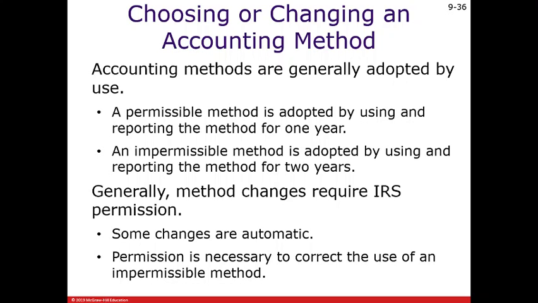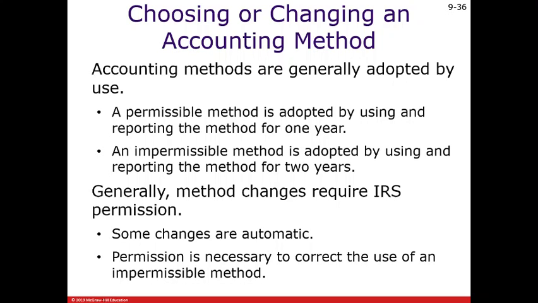Well, what about if it's an impermissible method? Well, you've got to use it for two or more tax years for it to be adopted. So if it's less than 2 years, you could just make the change without getting the IRS's approval. But if it's 2 or more years, for IRS purposes, you have adopted it. Therefore, you must get the IRS's approval. So you are basically self-reporting your nonconformity.